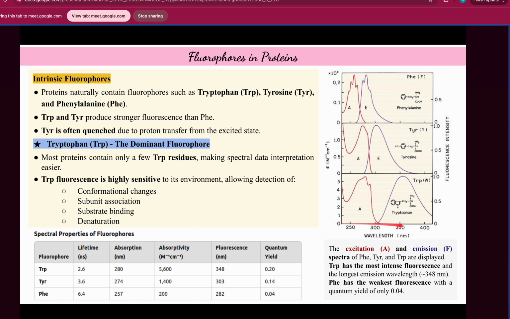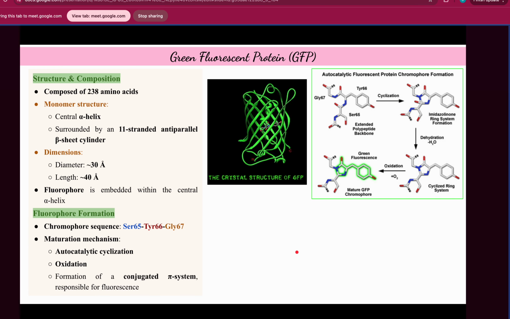wavelength. So this is what the plot is showing, and these are some of the different features of different fluorophores, such as their lifetime, absorptivity, fluorescence, quantum yield. So these are some of the parameters which you can go through.